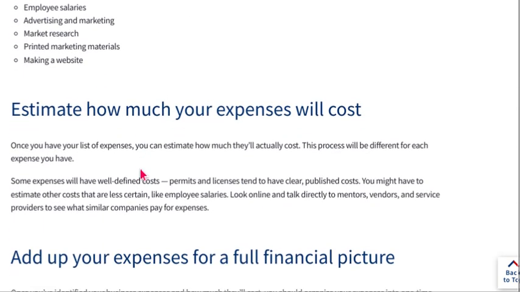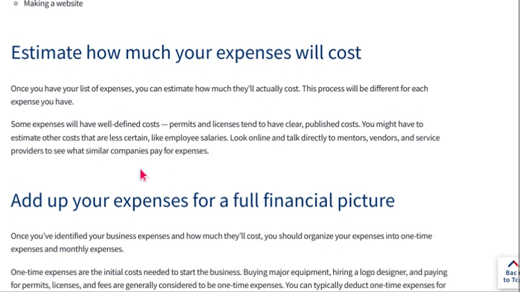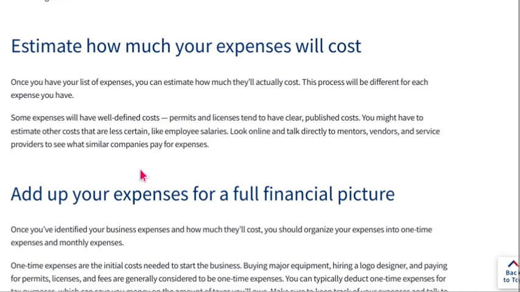So you're going to estimate how much your expenses will cost. Once you have your list of expenses, you can estimate how much you'll actually spend. This process will be different for each expense you have. Some expenses will have well-defined costs. Permits and licenses tend to have clear published costs, so they are always the same. You might have to estimate other costs that are less certain, like employee salaries, but you can look online and talk to different mentors and vendors and see what their company is paying for that specific expense.